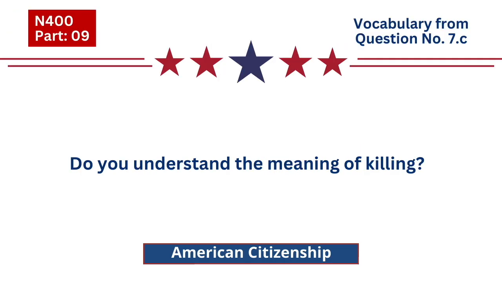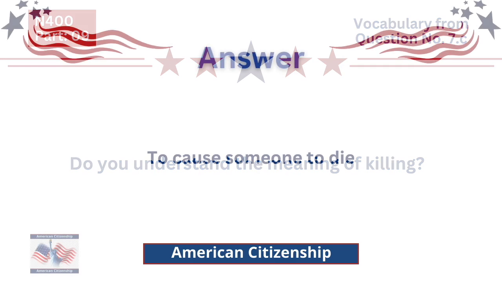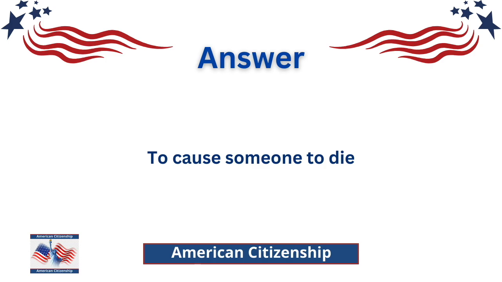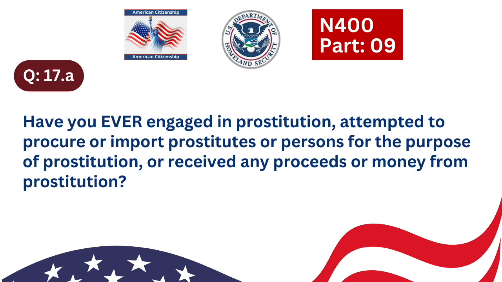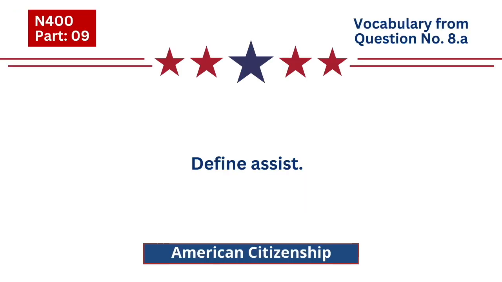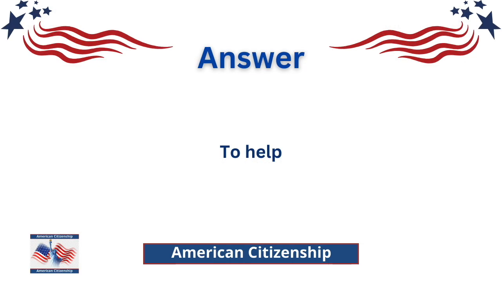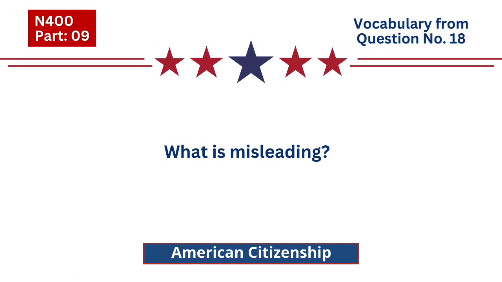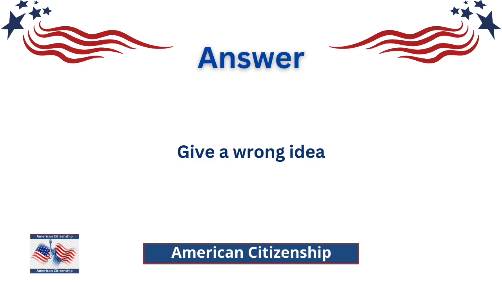Do you understand the meaning of killing? To cause someone to die. Have you ever engaged in prostitution, attempted to procure or import prostitutes or persons for the purpose of prostitution, or received any proceeds or money from prostitution? No. Define, assist. To help. What is misleading? Give a wrong idea.